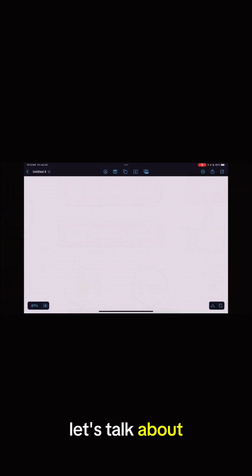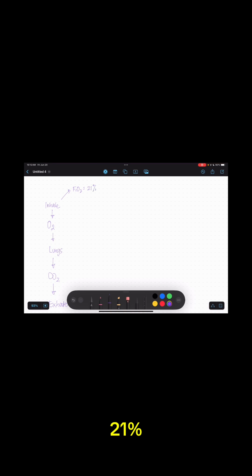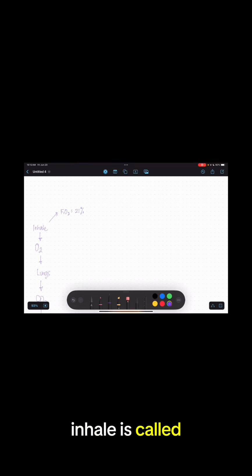Let's talk about breathing. So you inhale first, and when you inhale, you take in oxygen, which goes to your lungs, and then you exhale carbon dioxide. And when you inhale, it depends on the FiO2. So in room air, FiO2 is 21%, and what you inhale is called the partial pressure of inspired oxygen.